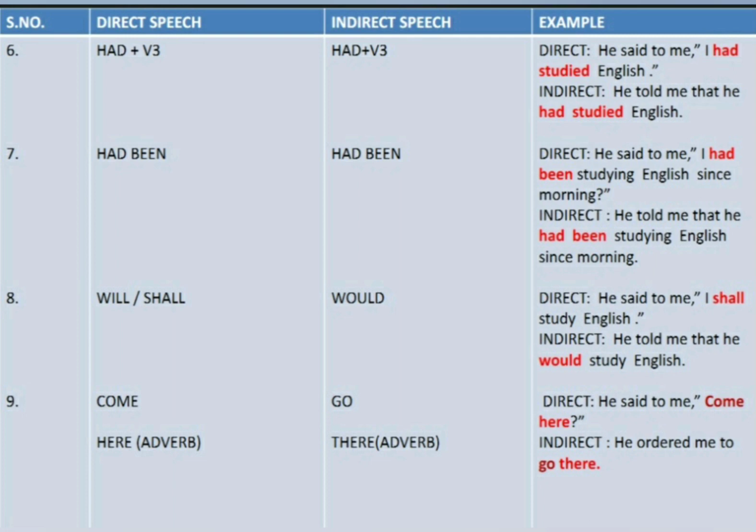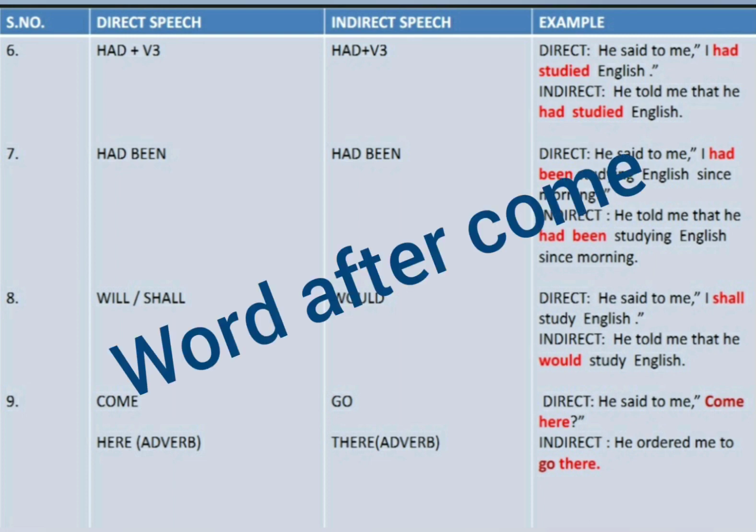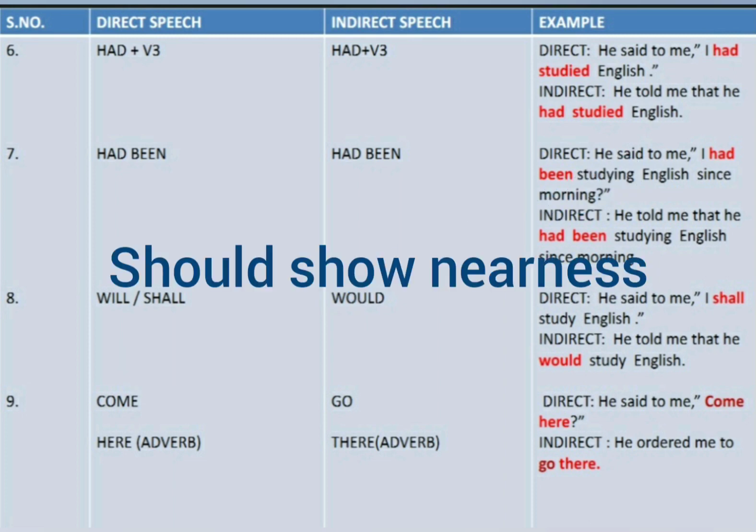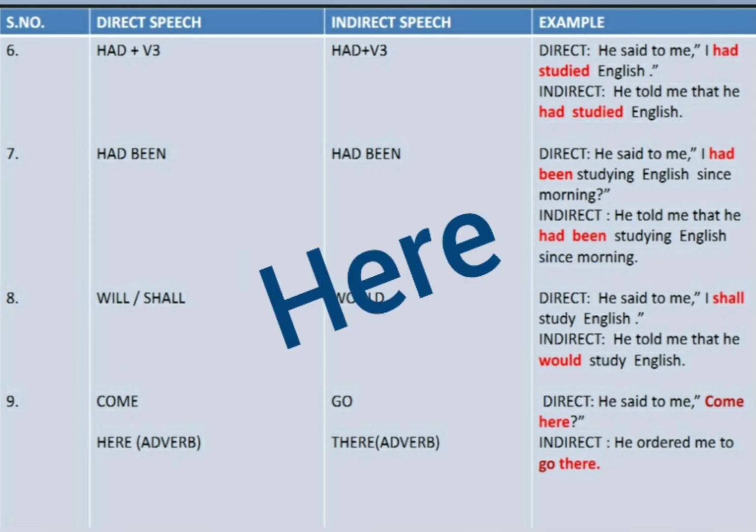And this should also be noted that the word which comes after come, it should show nearness. As in this example, here, an adverb, is showing nearness.